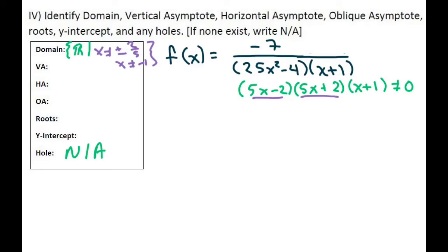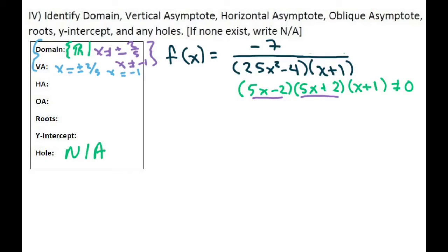And your vertical asymptote is exactly the same numbers, but that generates vertical asymptotes at x equals plus or minus 2/5 and x equals negative 1. So basically these two always go together.